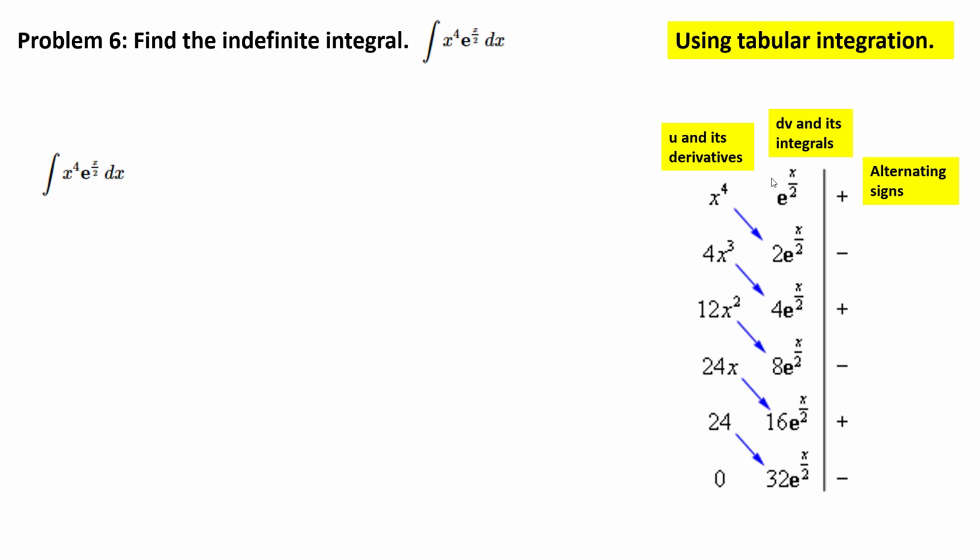dv and its integrals, this is a little tricky because it's not e to the x, it's e to the x over 2. E to the x over 2, 2 e to the x over 2, 4 e to the x over 2, 8 e to the x over 2, 16 e to the x over 2, 32 e to the x over 2. Alternating signs: plus, minus, plus, minus, plus, minus.